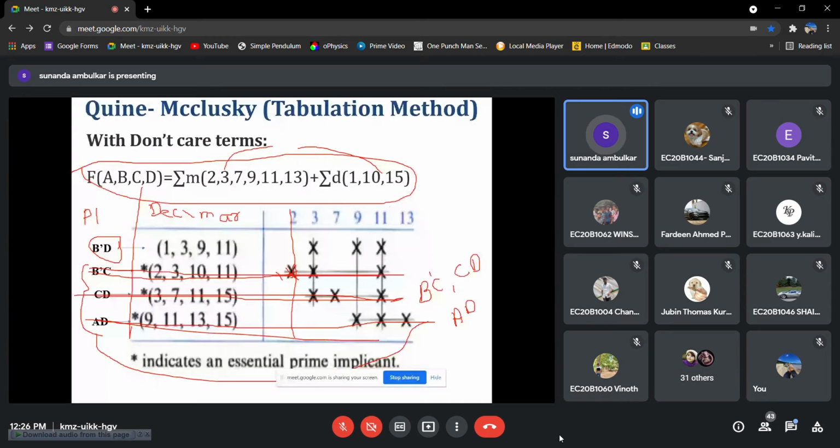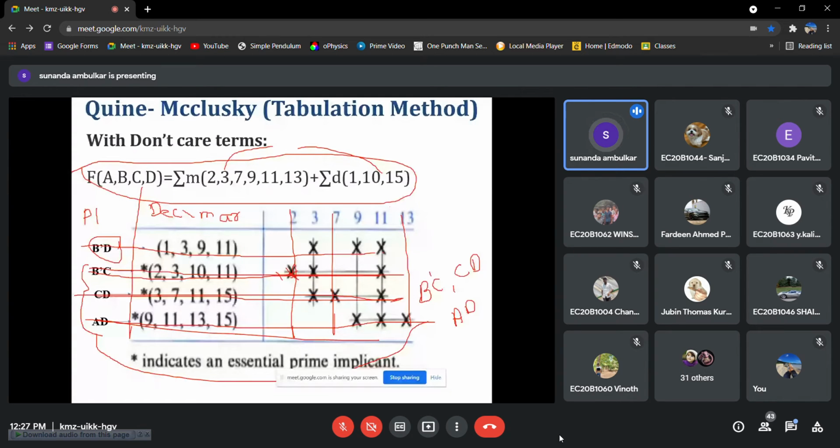Okay, so what remains: 3, 9, 11. And now, with the same procedure, we have to observe which minterm belongs to only one prime implicant. So here only one prime implicant remains, and 3 minterms are there. So we can say by observing that this will also be part of the essential prime implicants.